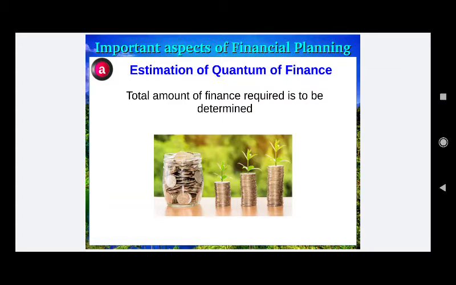Important aspects of financial planning. There are several aspects we must see before going for financial planning. First one is estimation of quantum of finance. Quantum means quantity. How much money do we need for financing a certain project in our business? The total amount of finance required is to be determined, maybe in terms of rupees or maybe in terms of foreign currency.